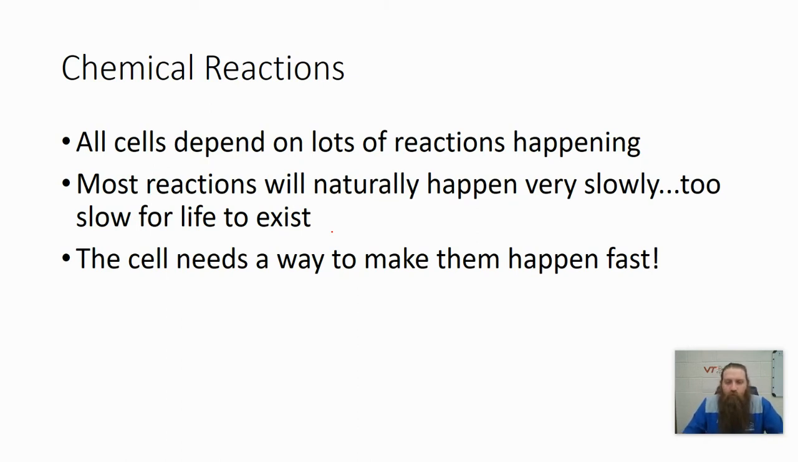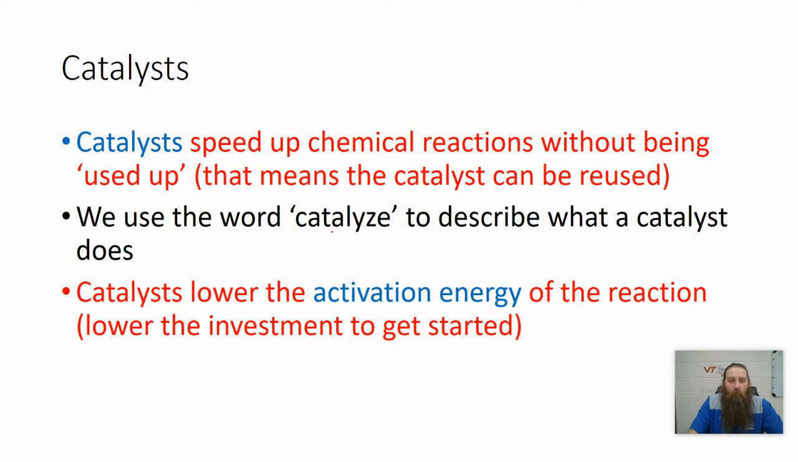So here's the thing about chemical reactions in your cells. If your chemical reactions stop, then the cell dies. There are hundreds and hundreds of reactions all happening at once. The problem is most of these reactions, on their own, are going to be really, really slow. They're not going to happen fast enough to keep the cell alive. So the cell needs a way to speed them up, to keep itself running.